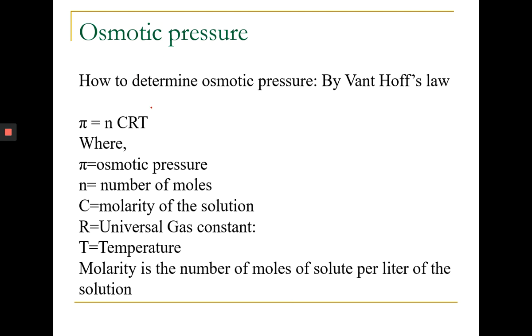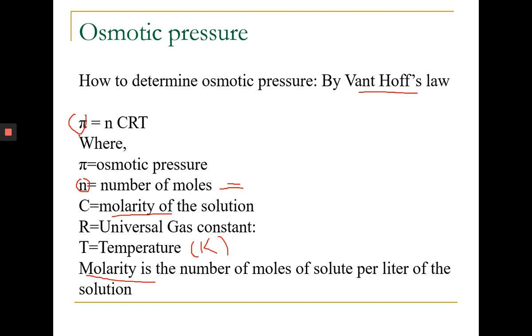How do we calculate the osmotic pressure? It is calculated by a law called Van 't Hoff's law. Pi is the osmotic pressure, equal to n, the number of moles, which is mass over gram molecular weight, times C, the molarity, times R, the gas constant, and T, the temperature in Kelvin, the absolute temperature. Molarity is the number of moles of solution per liter. This is how you calculate.